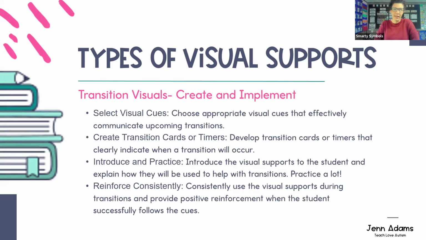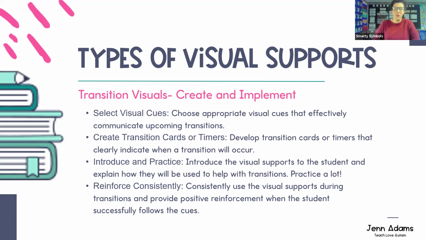Now, how do you create and implement these? Well, you can kind of see with the timer, you're going to purchase it. With the schedule stick, we just wrote check schedule, had the bin that they would put them in. But you definitely want to make sure you're picking, if they need a visual, the right visual that they're going to understand, and make sure they know what it means. So if you have a check schedule picture, what does that look like? Does the student know that that's what that means?